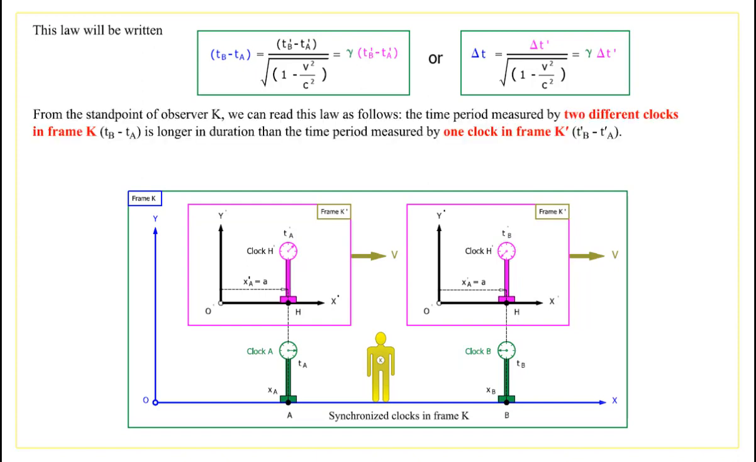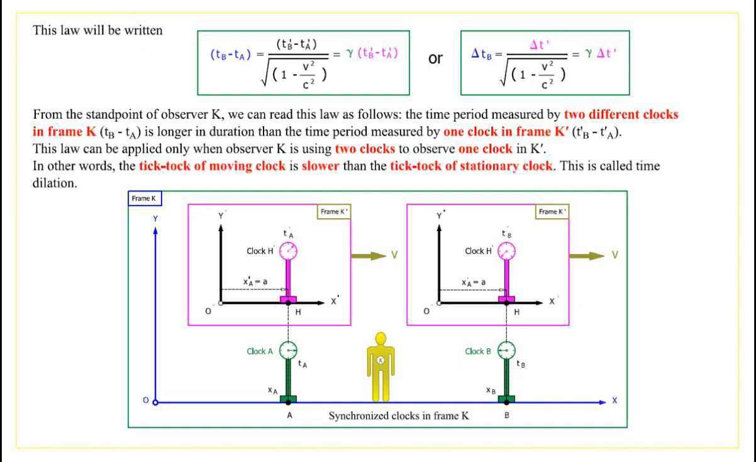From the standpoint of observer k, we can read this law as follows. The time period measured by two different clocks in frame k, which is delta t, is longer in duration than the time period measured by one clock in frame k', which is delta t'. This law can be applied only when observer k is using two clocks to observe one moving clock in frame k'. In other words, the tick-tock of a moving clock is slower than the tick-tock of a stationary clock. This is called time dilation.